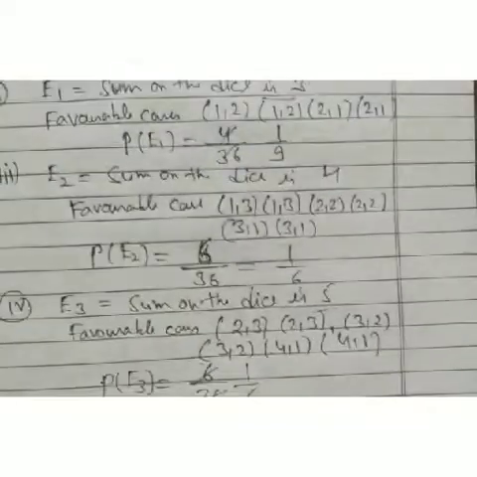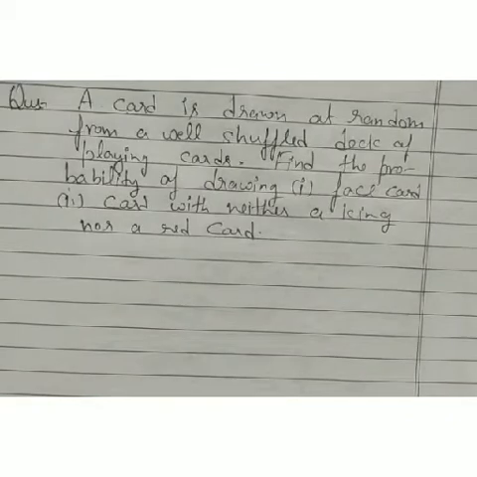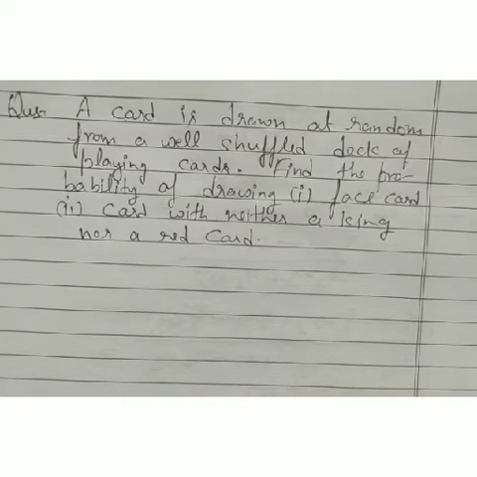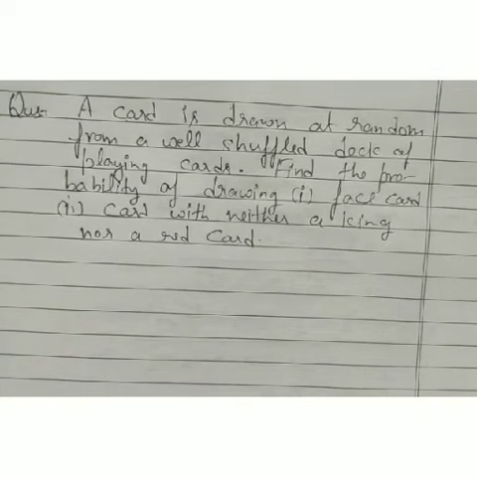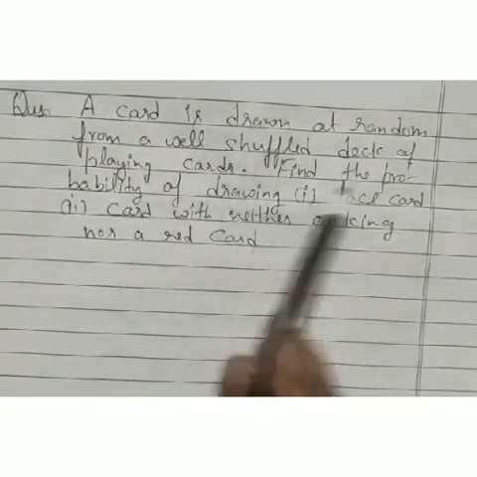Now we move to our next problem. What is it? It's given here that a card is drawn at random from a well shuffled deck of playing cards. Now we have to find the probability of drawing a face card, and second, a card that is neither a king nor a red card.